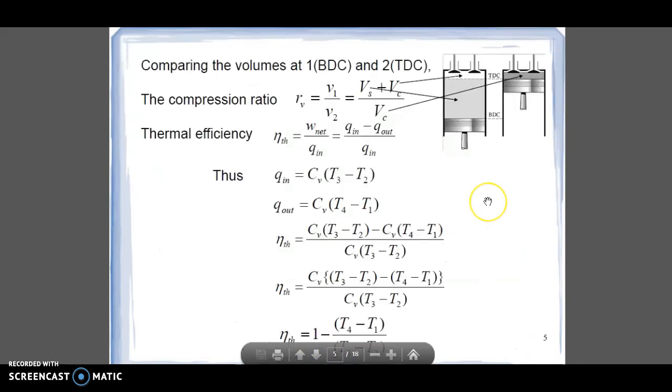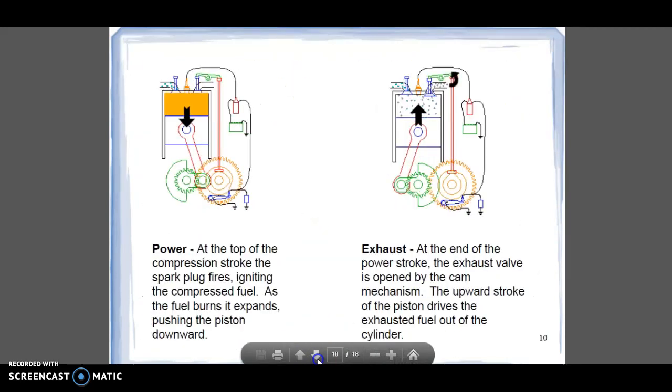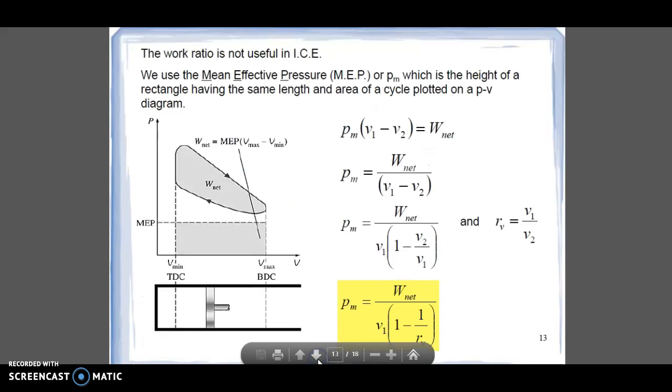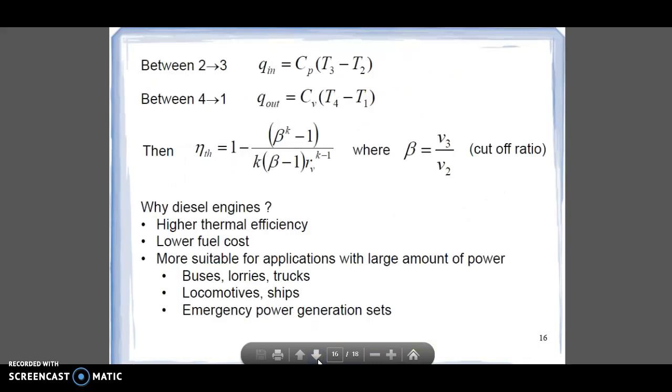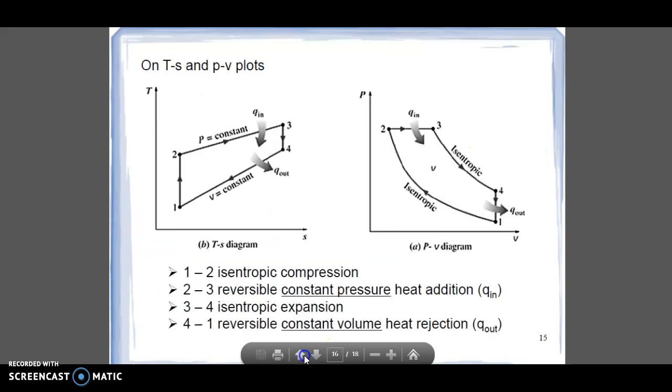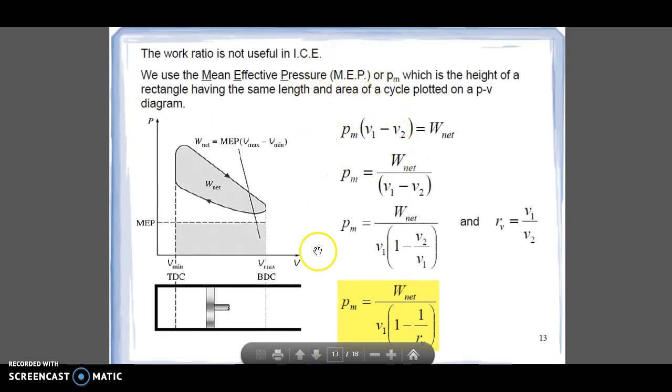And the things that you also need to bear in mind are your compression ratio, and then another term in the diesel engine, which is the cut-off ratio, and as well you have this mean effective pressure.